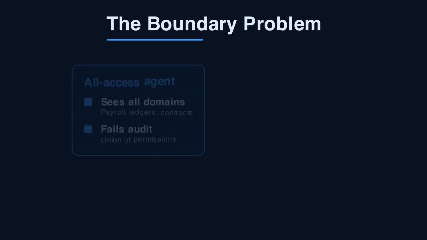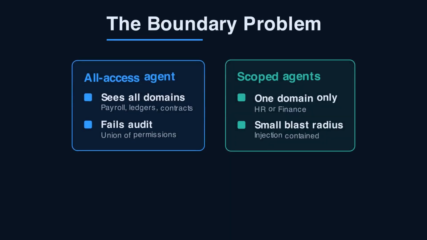An all-access agent inherits the union of every permission you gave it. Security teams reject that instantly. One prompt injection or bad retrieval, and payroll data reaches the wrong person.